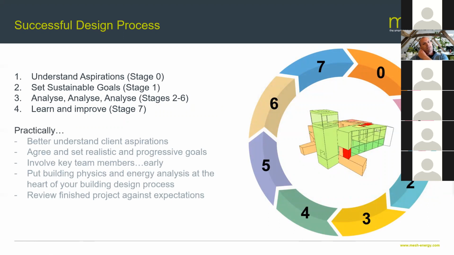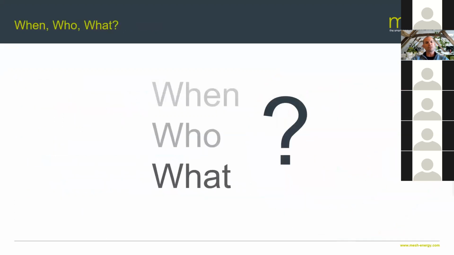So, as I've said, the key here, through all of these design stages, is to better understand client aspirations, and agree and set realistic and ideally progressive goals. Come out of your comfort zone. Don't stay comfortable; you're not going to get anywhere if you stay comfortable. Involve key team members, put building physics or some kind of intelligent modeling at the center of the design as early as possible, and review your finished project against those expectations.